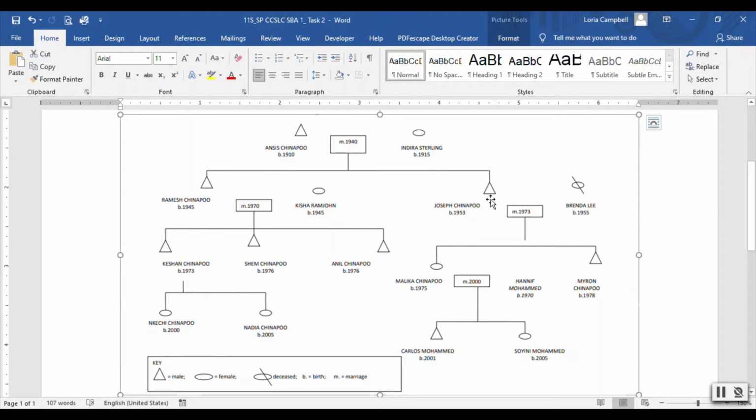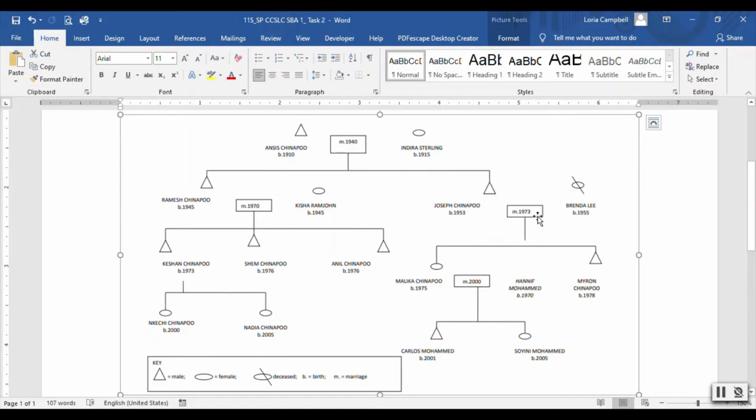Over here, Joseph got married to Brenda, and of course Brenda died because we've seen the slash through that oval. They had 2 children, a boy and a girl, because the oval refers to the female and the triangle to the male. One of the children, Malaika, got married to this gentleman named Anif Mohammed, so her name would now become Mohammed as well. They had 2 children, Carlos and Sohini. This other child from Brenda and Joseph, Myron, did not have any children, and we didn't see where he got married.